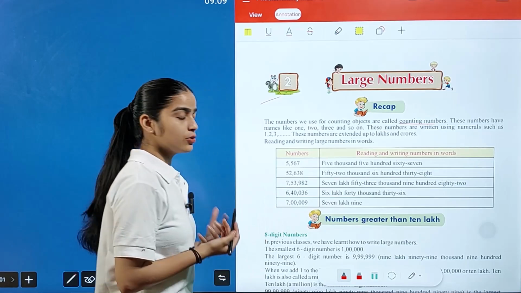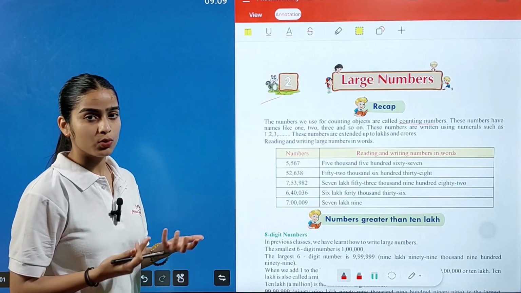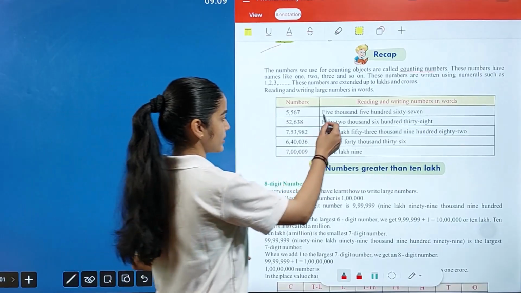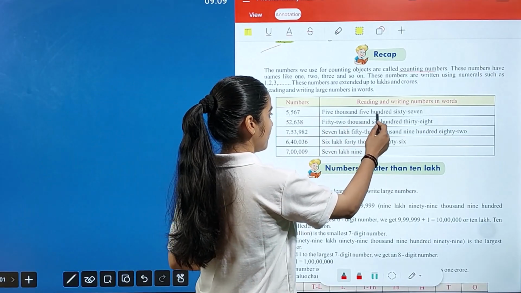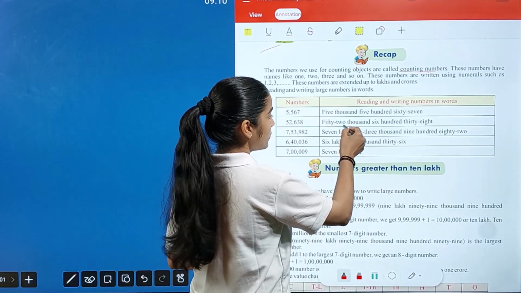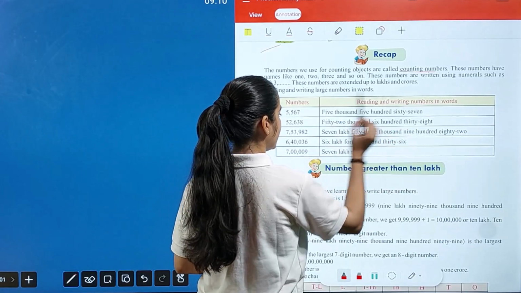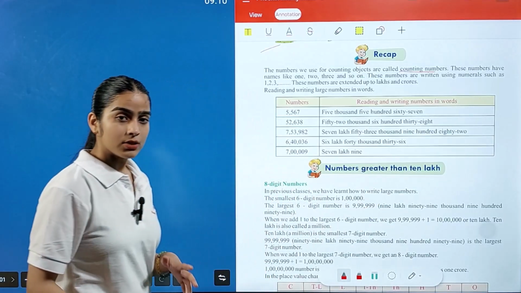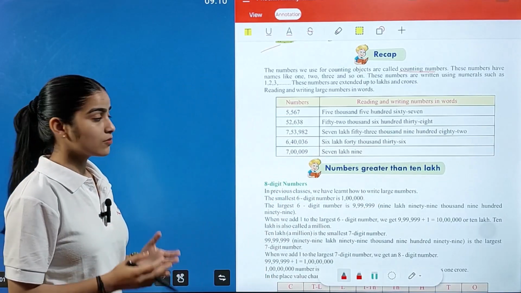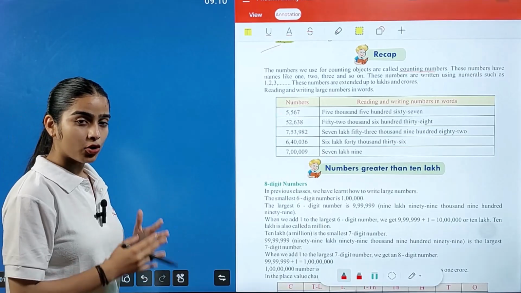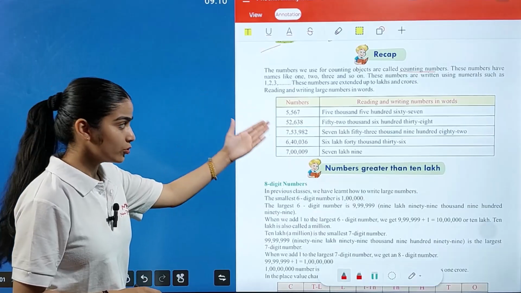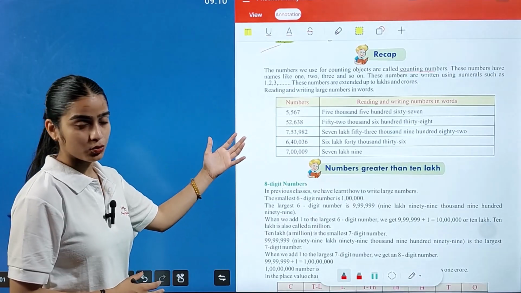So we generally use numbers to count objects, right? To do calculation, to represent something. So here we have numbers, for example, 5,567, 52,638, 7,53,982. In our previous chapter and in earlier classes, we already understood how to write these numbers into numerals and put commas into the numbers.